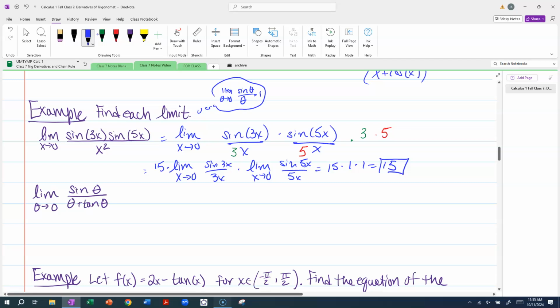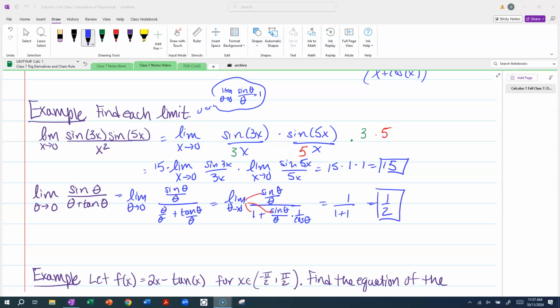See if you can manipulate this next limit with this limit identity. And here's my answer. So first thing I did was divide everything by theta, which is actually the same as multiplying by theta over theta and then just rearranging. And so if I did that, I got sine theta over theta plus tangent of theta over theta. And then I simplified theta over theta is 1, and then tangent theta is sine over cosine. So I just wrote it as sine of theta over theta times 1 over cosine theta.